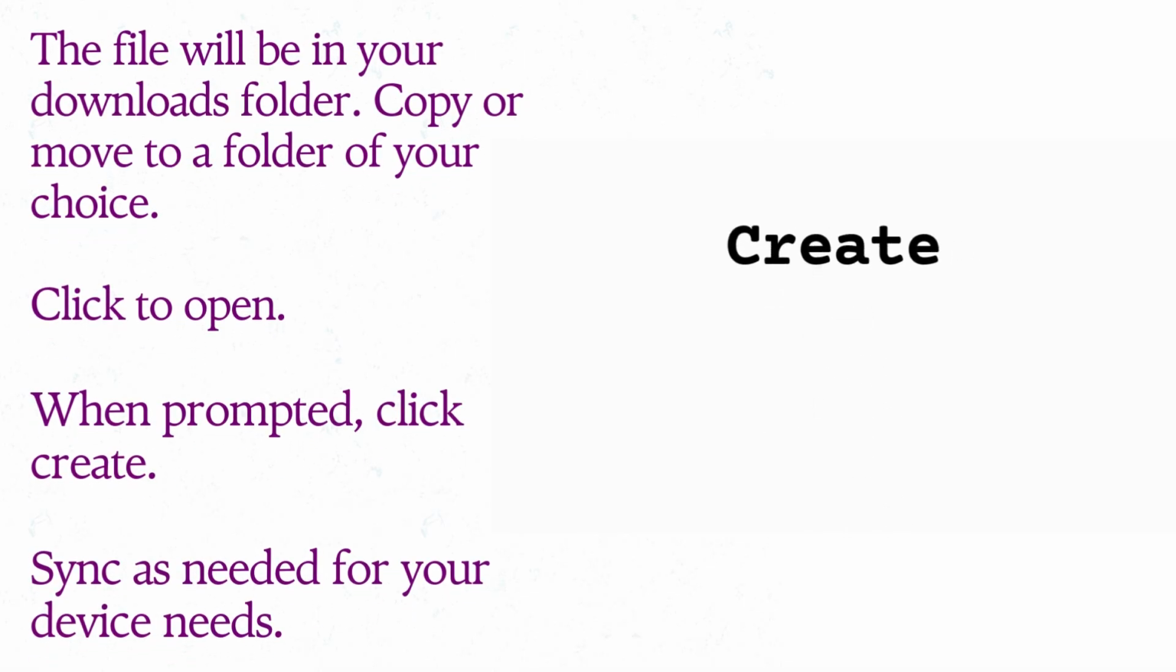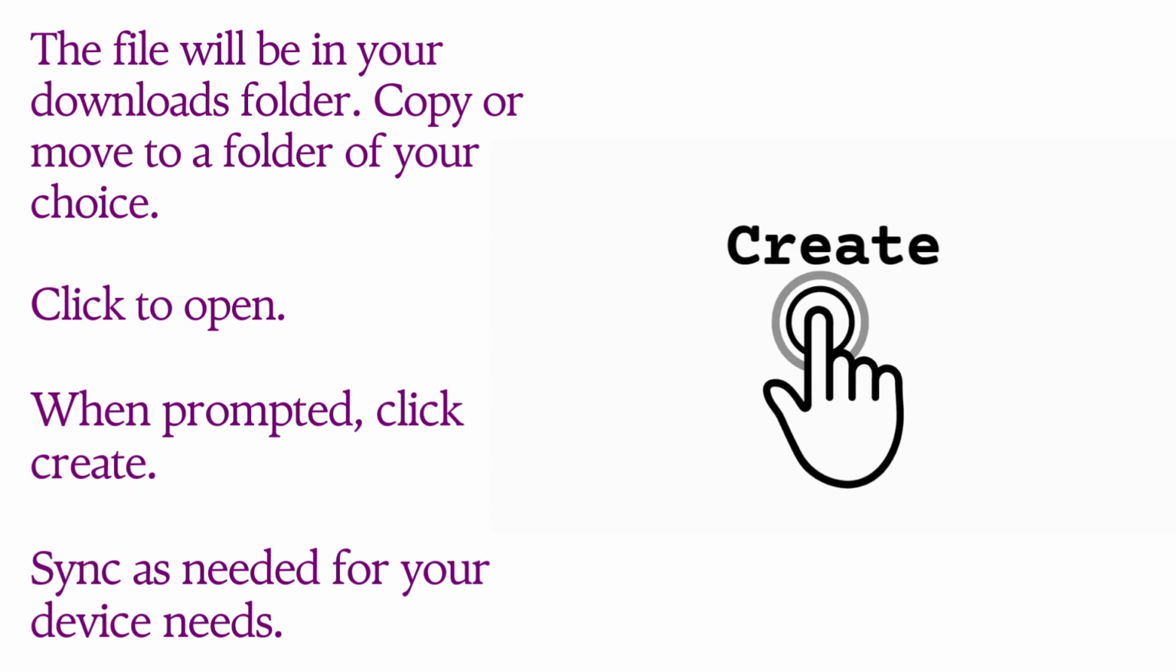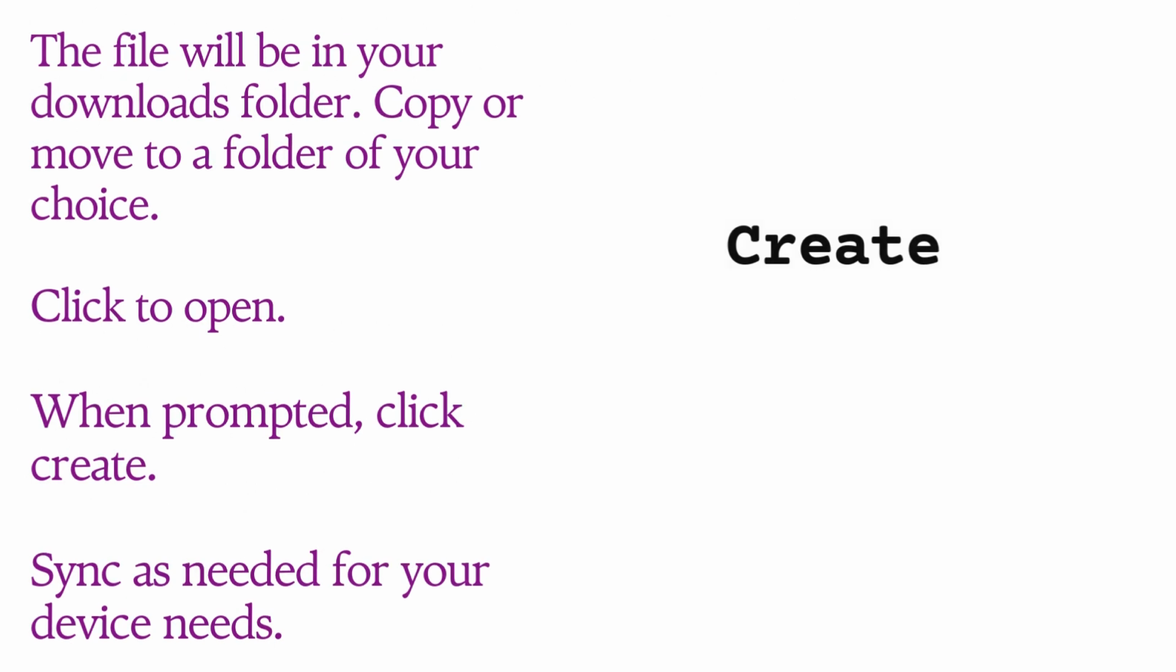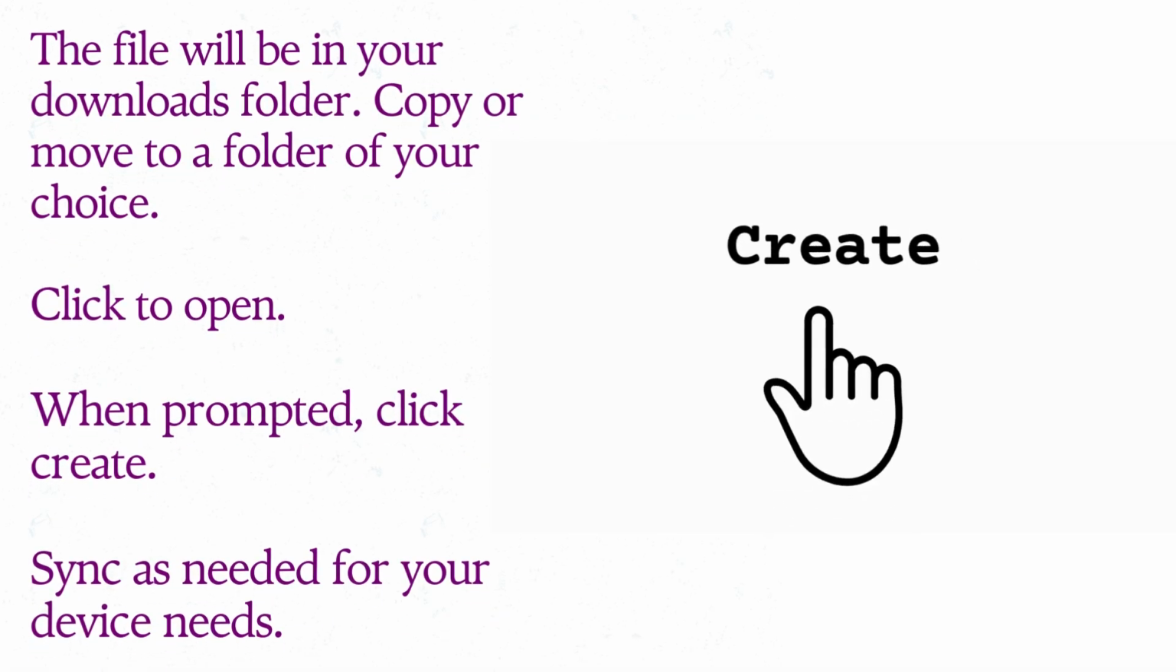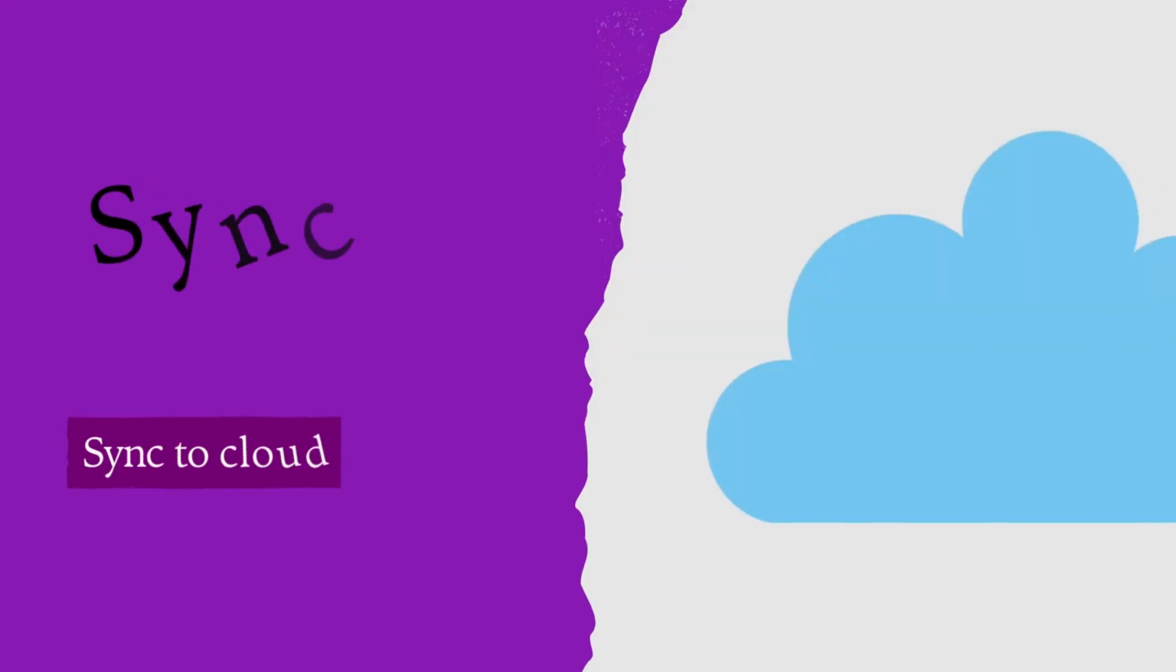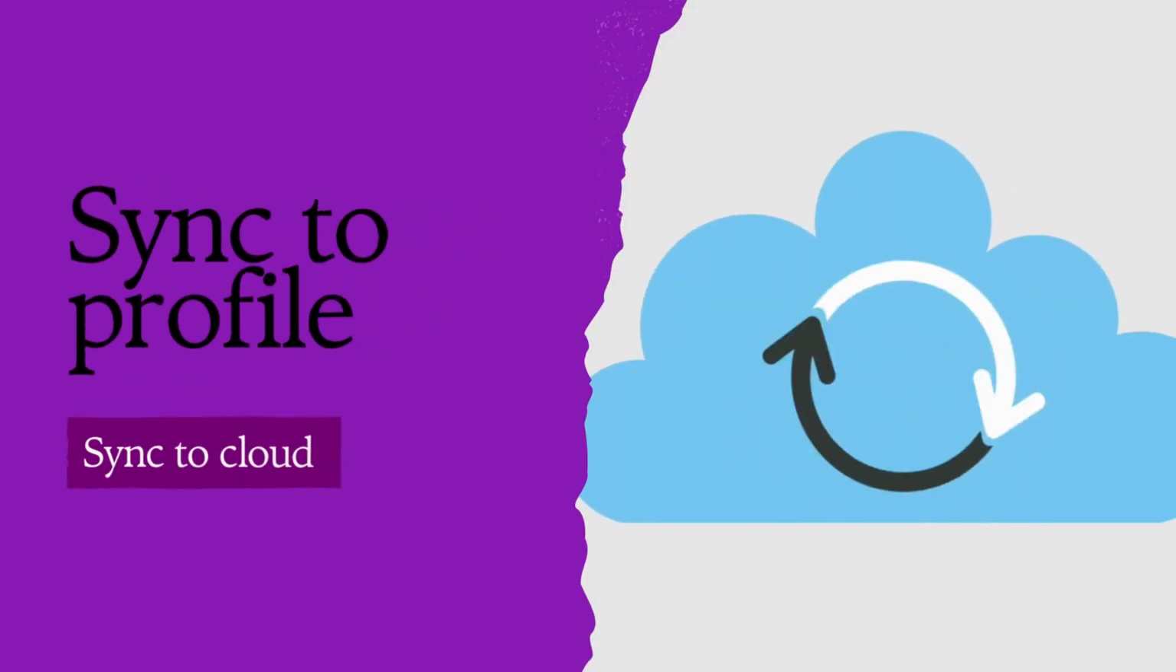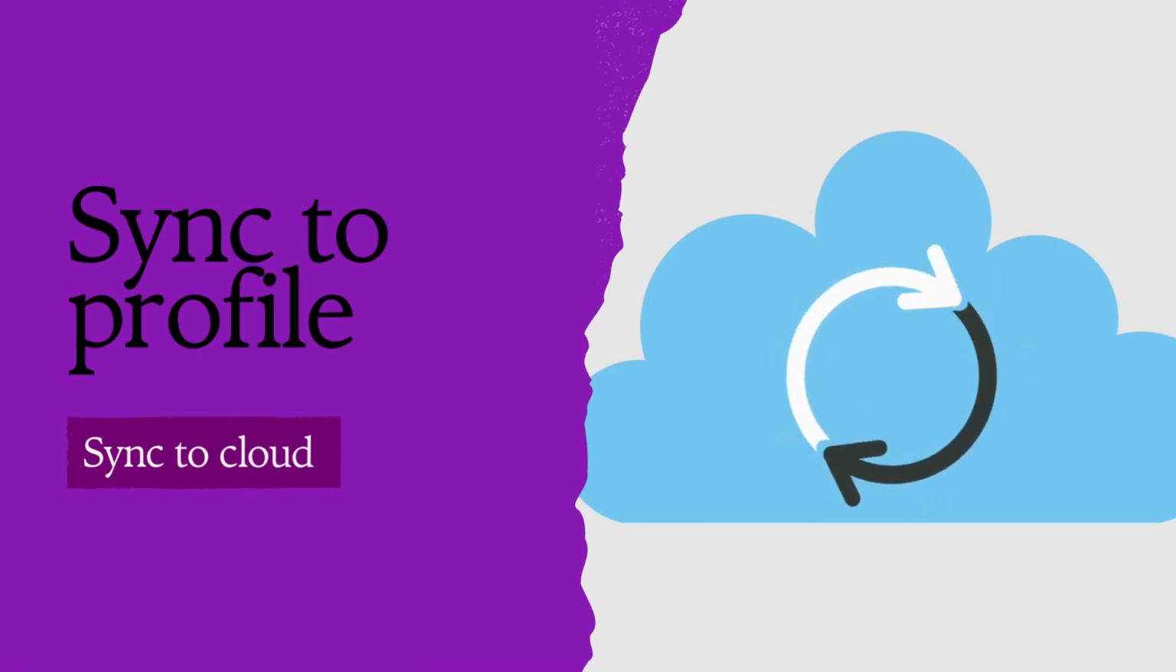So if you go to your download folder, you can either save it somewhere safe for you, open it up, you will be prompted to click create and make sure you sync in your cloud, in your OneDrive, wherever it is that you need to sync. Make sure that you're synced up so that you can access it across all devices anywhere.